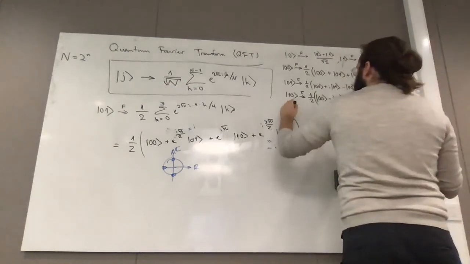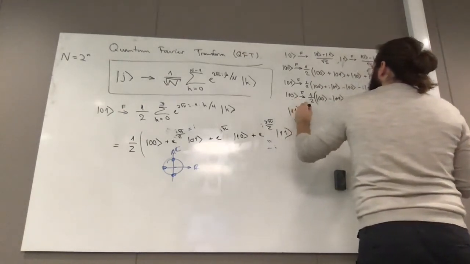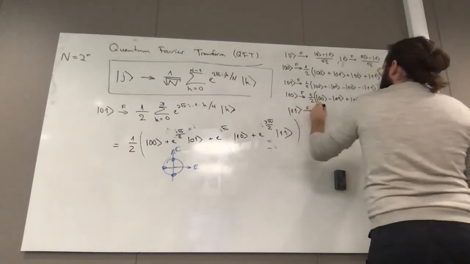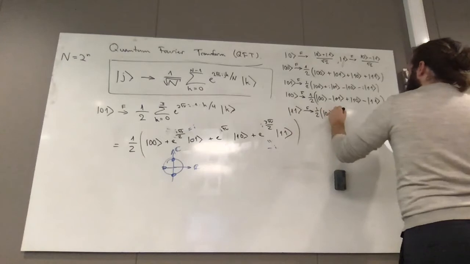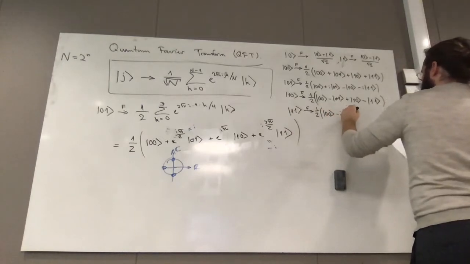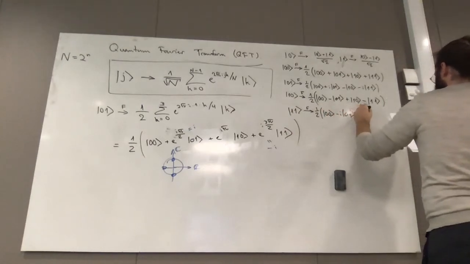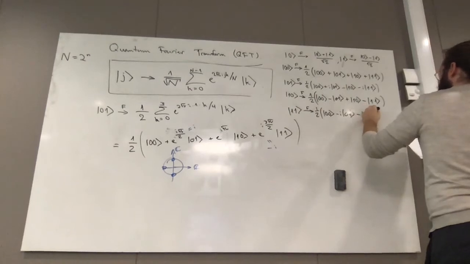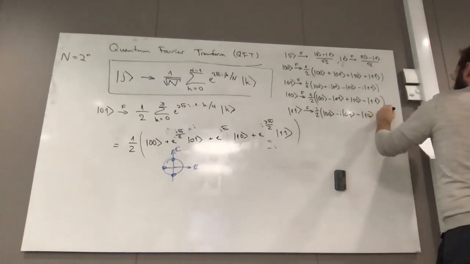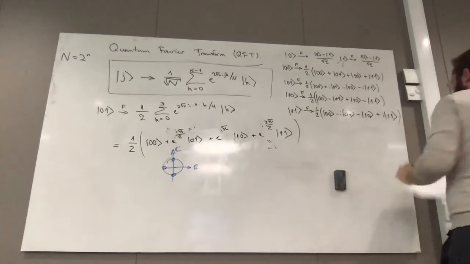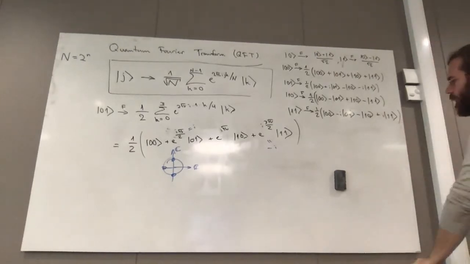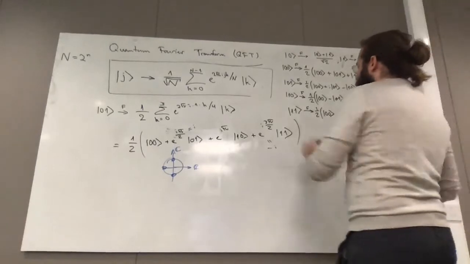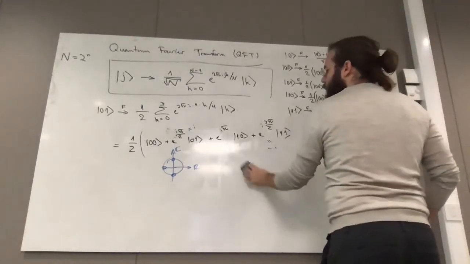And the final one: |0,0> minus i|0,1> minus |1,0> plus i|1,1>. That's the two qubit basis states transformed.